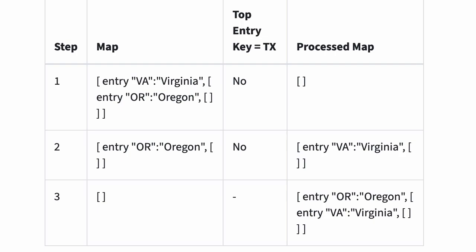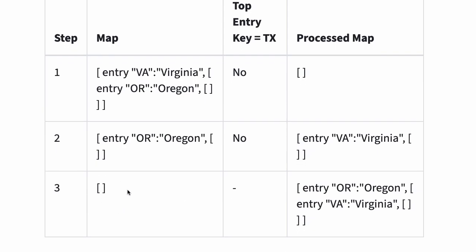Here's a table that shows this process. The map is initially VA Virginia and OR Oregon. The top entry is VA Virginia. The key is not TX, so we pop the top entry and push it to the processed map. Now the top entry is OR Oregon. The key is still not TX, so we pop this entry and push it to the processed map. Now the original map is empty.